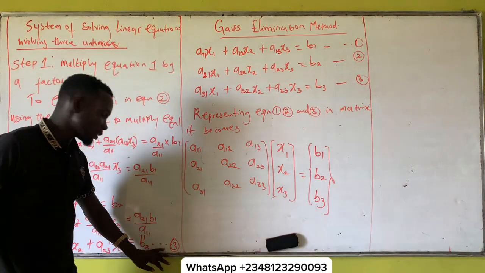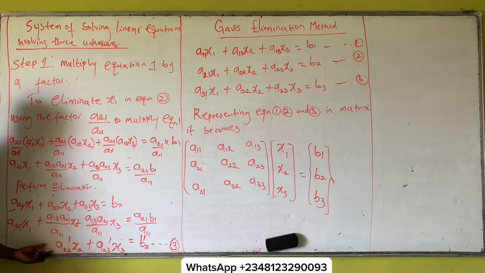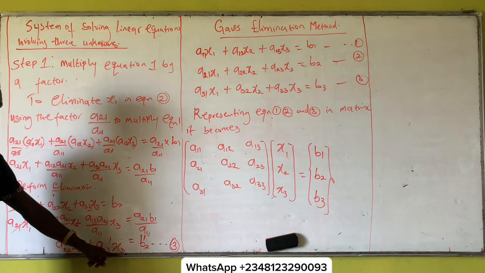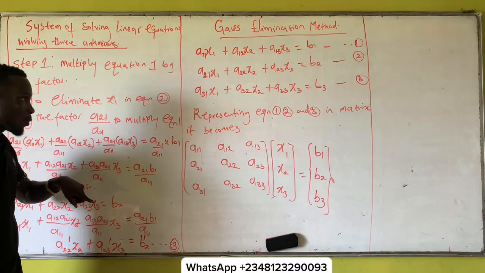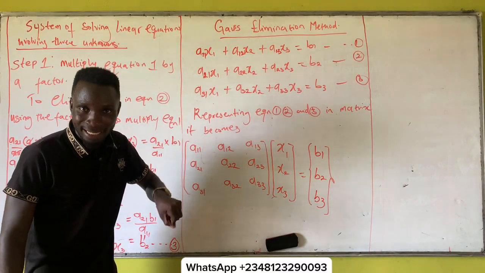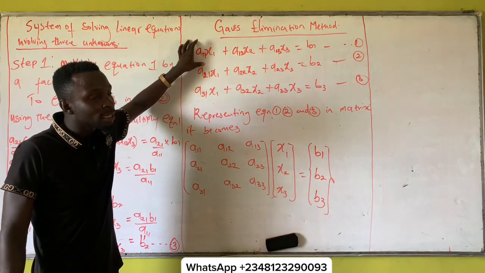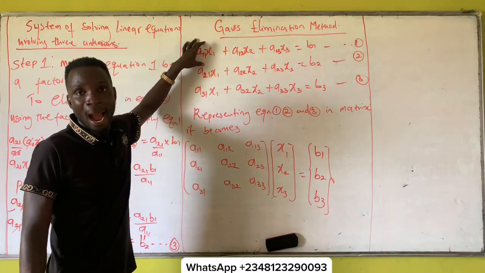Now that we've gotten this, the next step, if you look at this equation, we have successfully eliminated x1. This equation has started from x2, x3. Now the next step is to eliminate x1 also from equation 3, using equation 1.